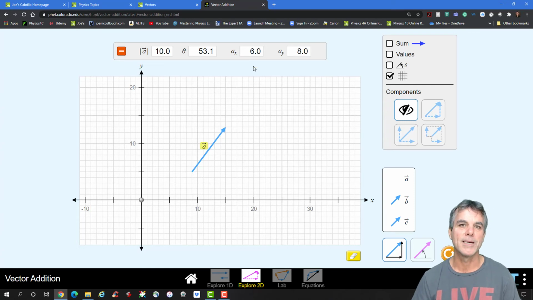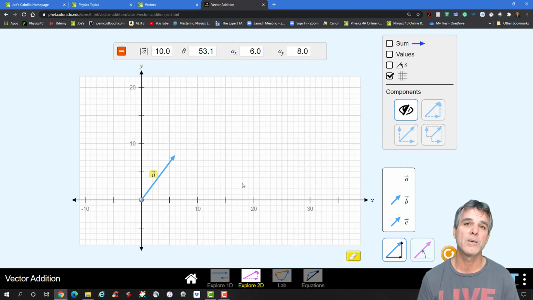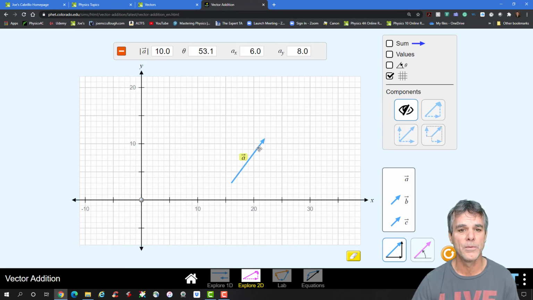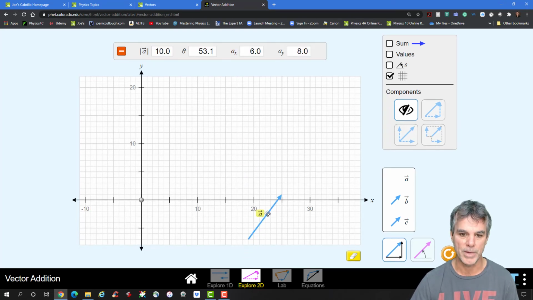One, let me emphasize that it does not matter where you draw the arrow. Oftentimes you'll see vectors drawn connected to the origin, but all that really matters is how long the arrow is and in what direction it's pointing. So this A force vector is the same whether it's connected to the origin, whether I draw it in the first quadrant, whether I draw it in the fourth quadrant, it does not matter.